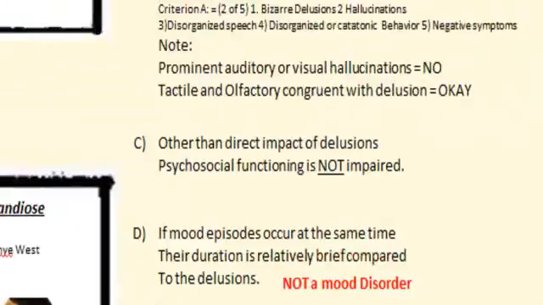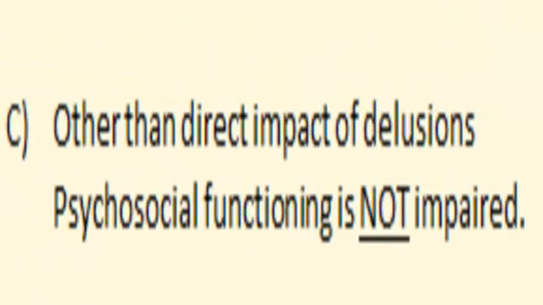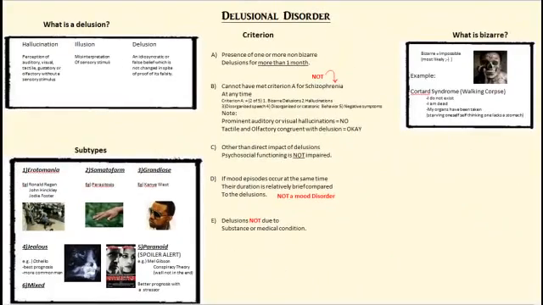C, other than the direct impact of the delusion, psychosocial functioning is not impaired. So everything else in your life goes fine except in relation to the delusion. If I think my boss is trying to kill me, I have problems at work, hiding from my boss or whatever, but everything else is fine. I get along with my family at home fine. I pay my bills, everything's fine.